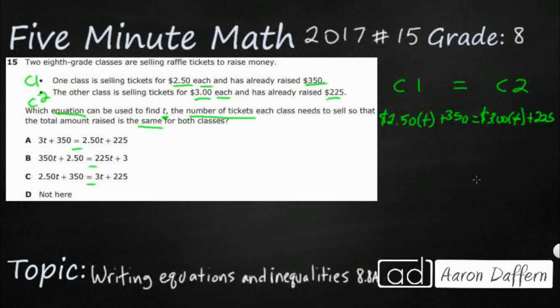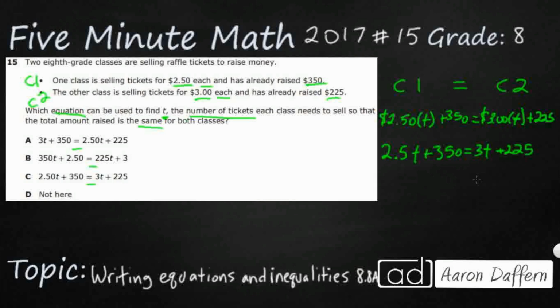All right, so that's going to be our basic equation, but as you notice, try to match that with what's going on over here, and it looks like they dropped the dollar sign, and it looks like we can just write it like this. Let me see, 2.50, I'm just going to do 2.5t plus 350 equals, and that's really $3. We don't need the dollar sign, and we don't need 3.00. That's like 3t plus 225.